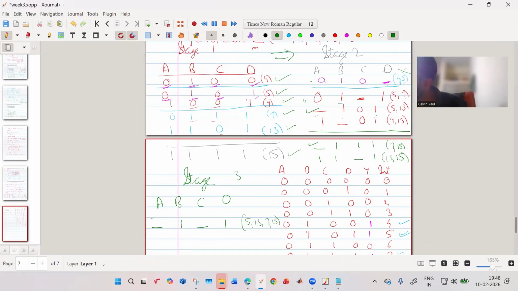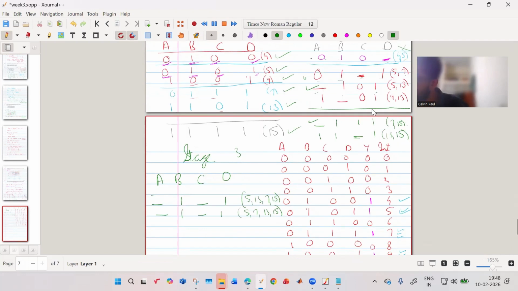Now is there a match between 1 underscore and 0 1 underscore 1? Yes, where underscore is there and underscore is there, there's a match. So again you have your underscore 1 underscore 1. This is your 5 and 7 and 13 and 15. Okay, so this is your stage 3.